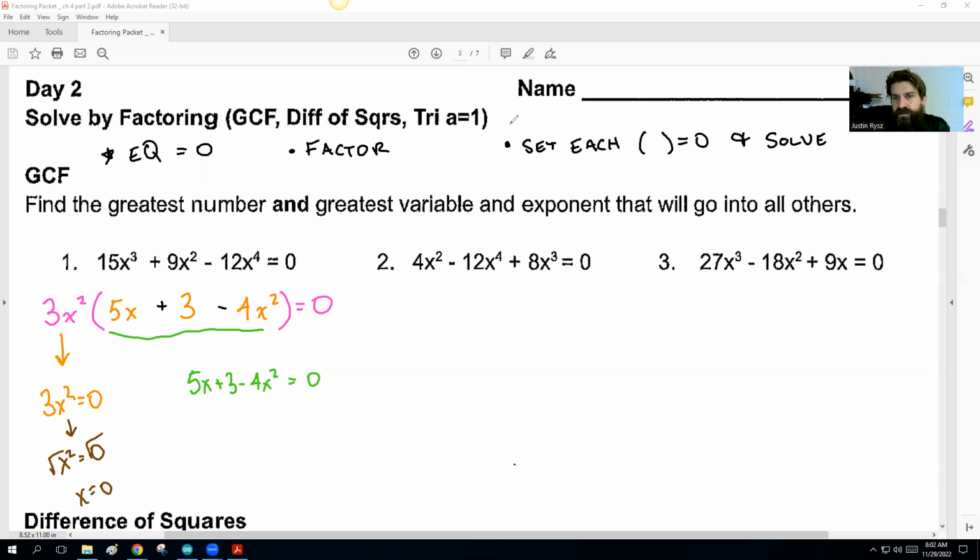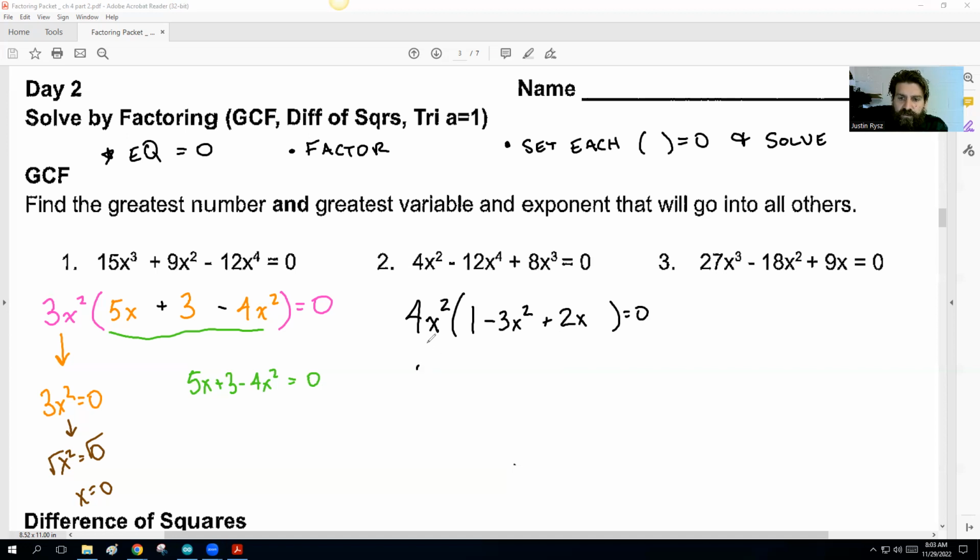All right, next one here. Let's practice our GCF again. What's the biggest number we can divide by? 4, 12, and 8, and that would be 4. They all have x's, at least 2. If we divide 4x squared by 4x squared, that would be a 1, and there would be no more x's. 12 divided by 4 is 3. We had x to the 4th, got rid of 2 of them, so we have x squared. 8 divided by 4 is 2. We get rid of one of those, so it's x.